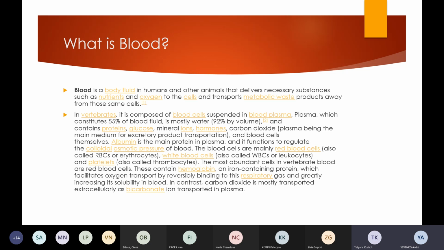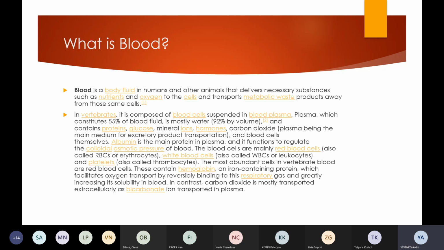Okay, so what is blood? In humans, blood is a bodily fluid. Its function is to provide nutrition and oxygen to our cells, our body, and it consists of two main parts. The first part is blood cells. Human blood has three principal blood cell types: red blood cells, white blood cells, and platelets.